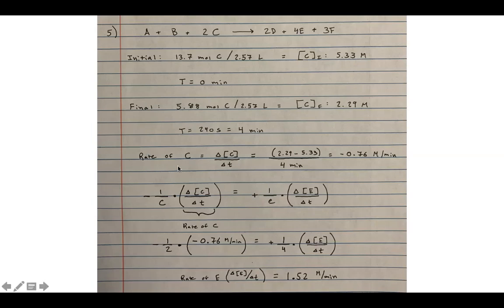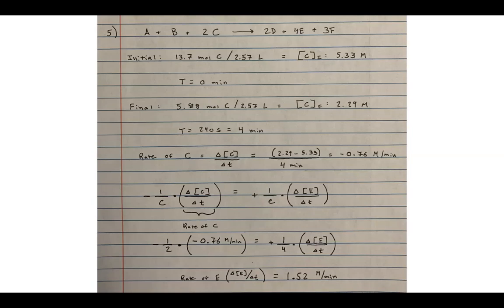So what's my rate of C? Which rate of C is, again, change in concentration of C per change in time. And I just input it, right? I do my final concentration, 2.29 molar, minus my initial concentration, 5.33, and I divide it by 4 minutes, because again, I eventually ask for these rates in terms of molar per minute. Okay, that's why I converted it to minutes and didn't leave it as seconds. What I find is that my rate of C is negative 0.76 molar per minute. And the fact that it's negative makes sense because C is a reactant, meaning it's going to be disappearing as time goes on. Okay.